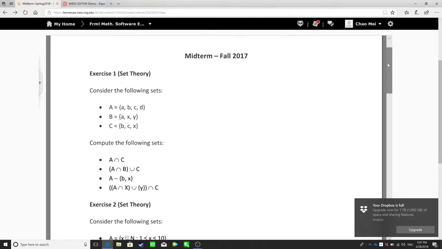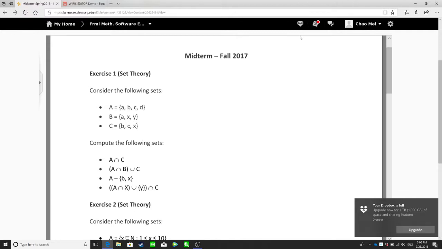So consider the following sets A, B, and C, and then we have a whole bunch of calculations on the sets. Okay, so first is the intersection of A and C. So A is {a, b, c, d}, C is {b, c}. So the only things in common for them are b and c, right? So the intersection of A and C is {b, c}, 2 elements, right?